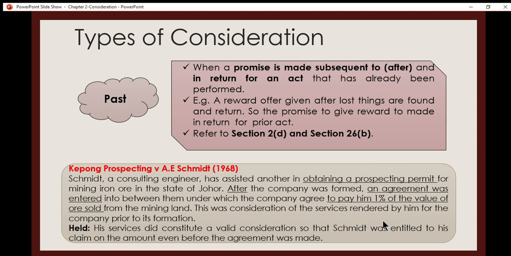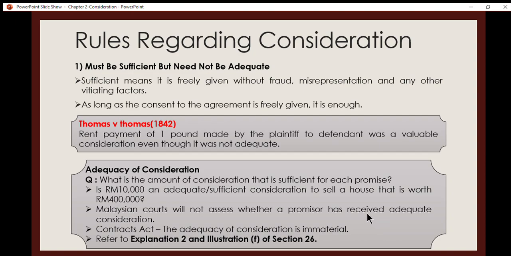Okay, next. We continue with the rules regarding consideration. There are 5 rules regarding consideration. The first rule is the consideration must be sufficient but need not be adequate. So, sufficient means it is freely given. Consideration must be freely given without fraud.